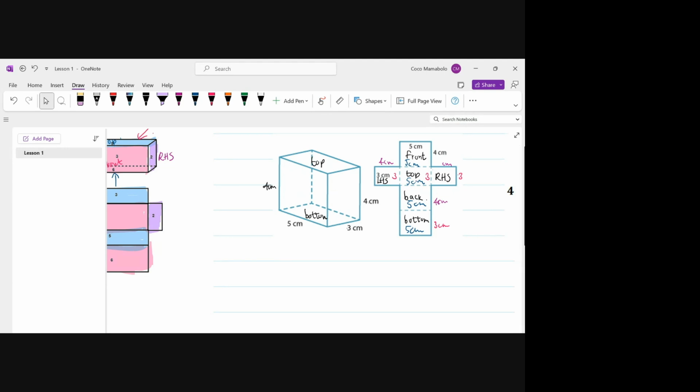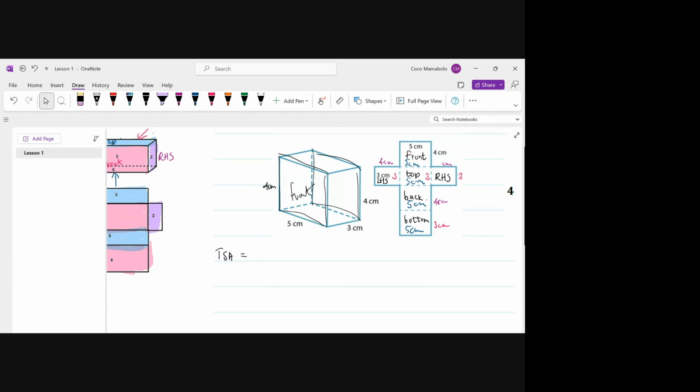All right. So if we calculate for the total surface area, TSA is equal to, what we would have to do is take the area of the front plus the area of the top plus the area of the back, plus the area of the bottom, plus the area of the left, plus the area of the right. But what we know is that the front looks exactly like the back.